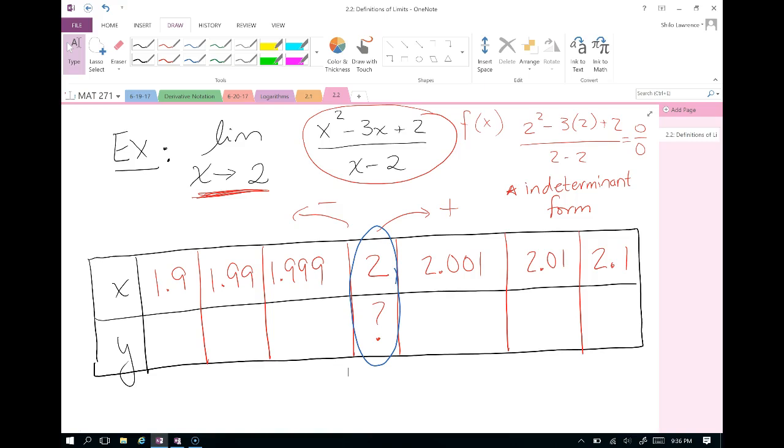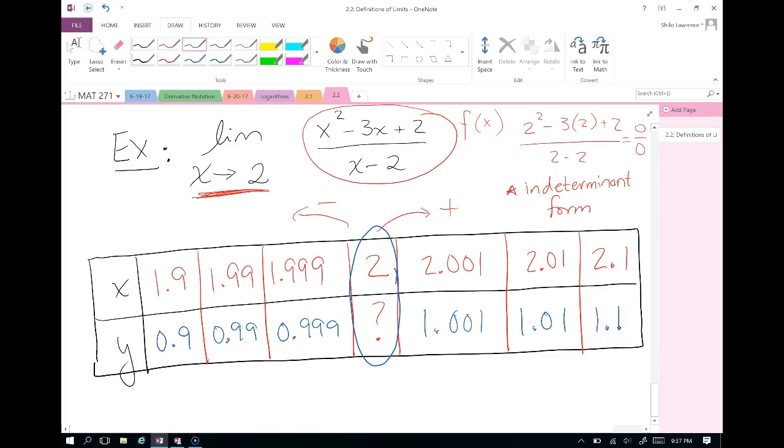So I'm just going to type all these in one at a time now. I want the Y value that goes with the X of 1.9. So I'm going to type in 1.9, and it gives me back 0.9. And then I'm going to type in 1.99, and it gives me 0.99. And then 1.999 is 0.999. And then jump to the other side, 2.001 is 1.001. 2.01 is 1.01, and 2.1 is 1.1.